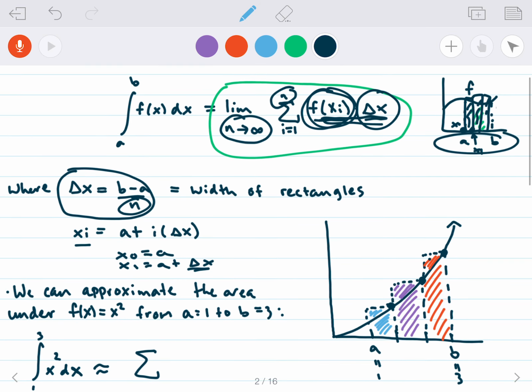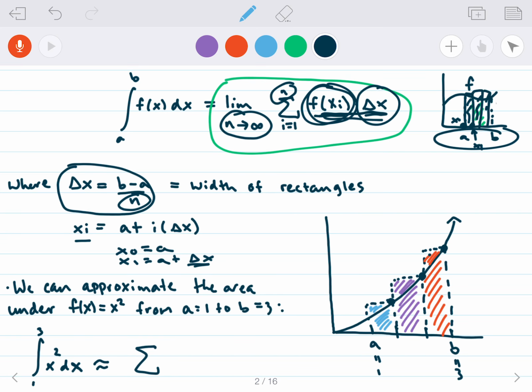our formula says that we're going from i equals 1 to n. Now, I'm going to use 3 rectangles to approximate this area. And we're going to do f of xi, and f is x squared. So f of xi is xi squared times delta x. Now delta x is the difference in the interval, so 3 minus 1, divided by how many rectangles we have. We're using 3 rectangles to approximate, so this is going to be 3 minus 1 over 3.